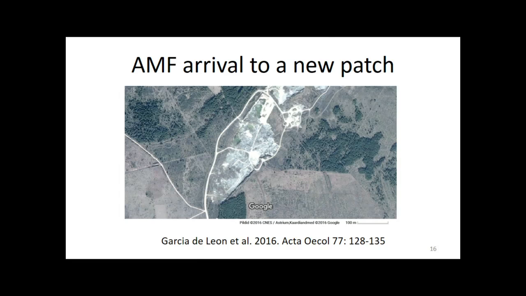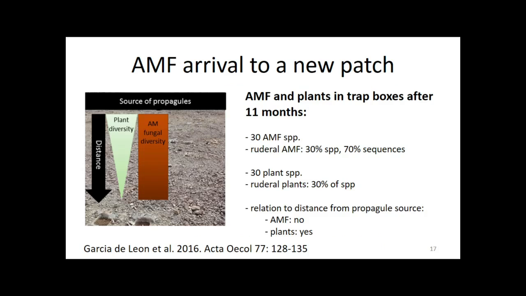So the first one is looking at how AMF can arrive to a new habitat patch. So here is a landscape within a grassland, natural grasslands, some forest patches, and the white parts are limestone quarries. So we placed into these limestone quarries boxes like this. So it's a new habitat, and we sampled them. That was sterilized soil. There was no AMF in there, and we sampled these boxes half a year and 1 year later, and we could identify in these boxes actually quite a number of AMF species, 30 species in total.